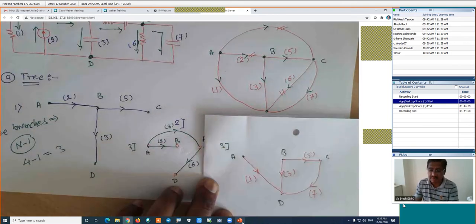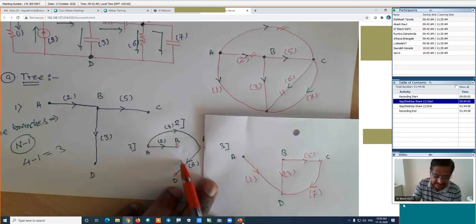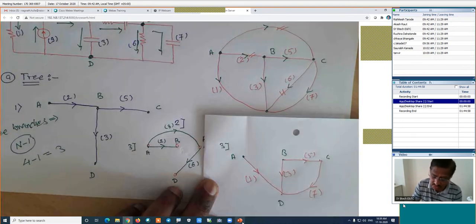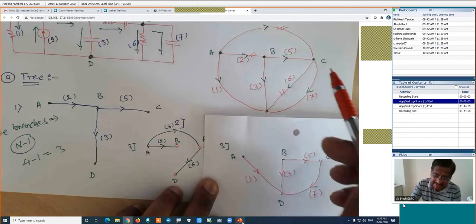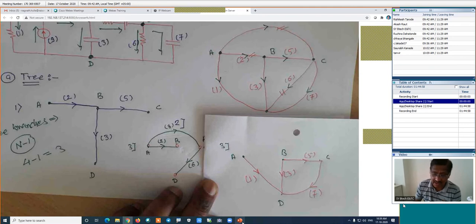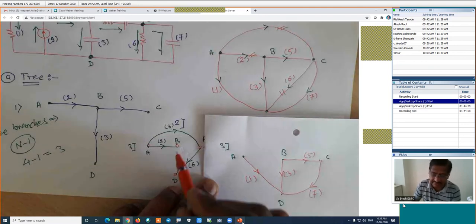Is it right? A better way is to count the number of branches: 1, 2, 3, 4, 5, 6, 7, and 8. In this case also 1, 2, 3, 4, 5, 6, 7. Here also 1, 2, 3, 4, 5, 6, and 7. The count of the branches in this figure is the addition of the cotree branches and tree branches. That is what I mean to say. This is the cotree for this part of the figure.